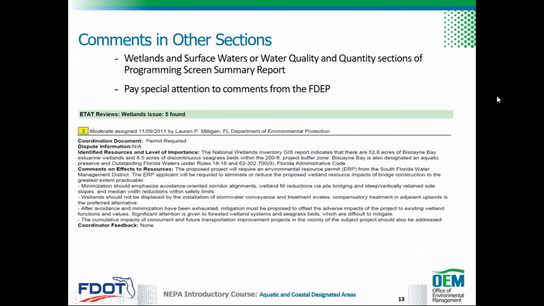Other sections, such as wetlands and surface waters or water quality and quantity sections of the Programming Screen Summary Report, can also be a valuable resource. For this project, DEP commented on the wetlands section, identifying potential impacts to an aquatic preserve in outstanding Florida water. They state that the project will require an environmental resource permit and mention that DOT will be required to eliminate or reduce the proposed wetland resource impacts to the greatest extent practicable and provide further recommendations on minimizing impacts. As you can see, these comments can be used as a starting point when preparing the PD&E study.